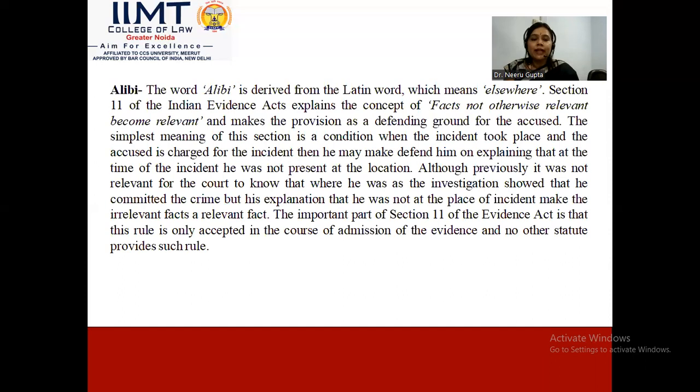Next, alibi. The word alibi is derived from a Latin word which means elsewhere. Section 11 of the Indian Evidence Act explains the concept that facts not otherwise relevant become relevant, and makes the provision a defending ground for the accused. The simplest meaning of this section is that when an incident took place and the accused is charged for the incident, he may defend himself by explaining that at the time of the incident he was not present at the location.